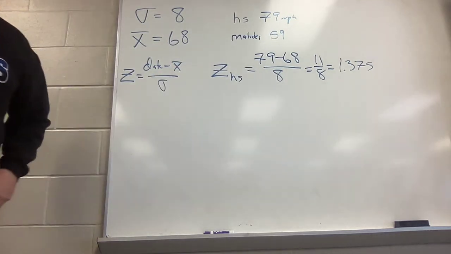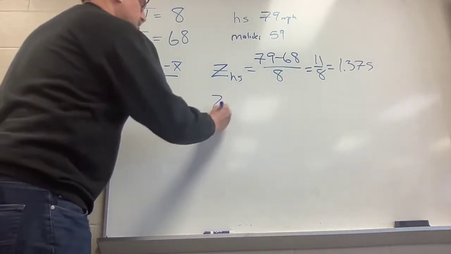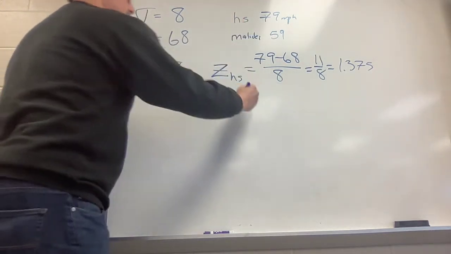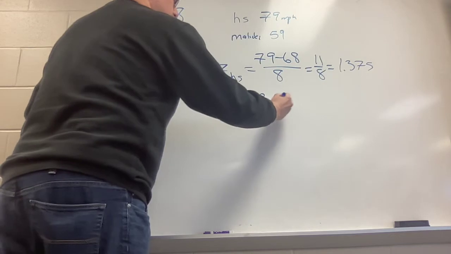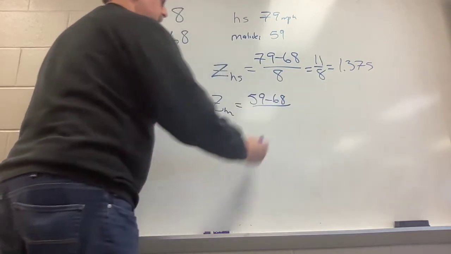I think that's the z-score of the high schooler, and the z-score of Mr. Malicki. And why did I make them the same, 11? I'm stupid.